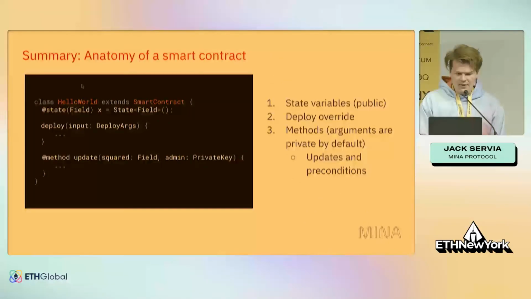So this is what these contracts end up looking like. We define a bunch of state up at the top. Then we define a deploy method, which is what you use to deploy the contract. And then we have methods that are callable by users, which are preceded by this method decorator.